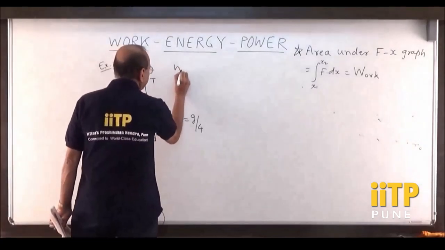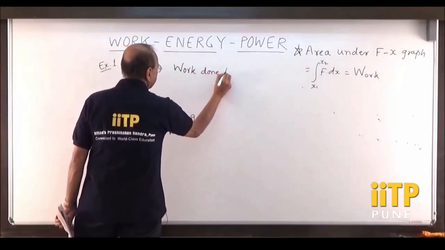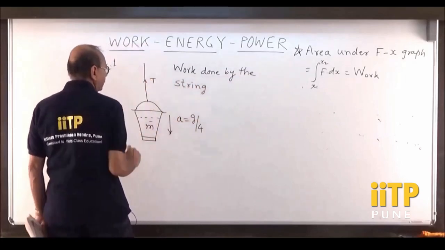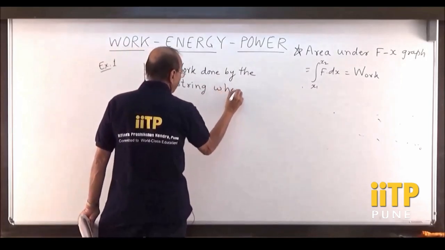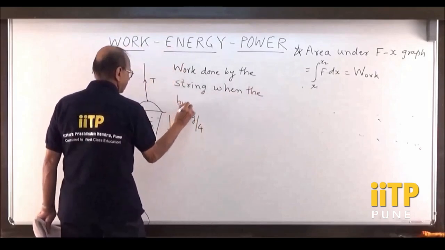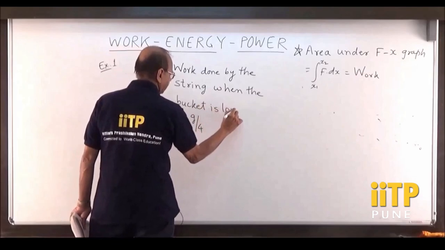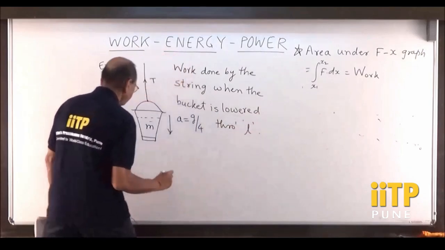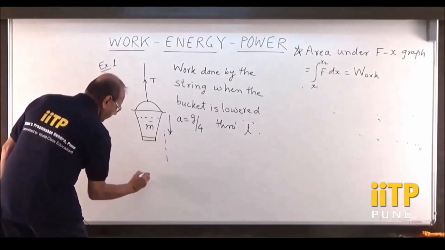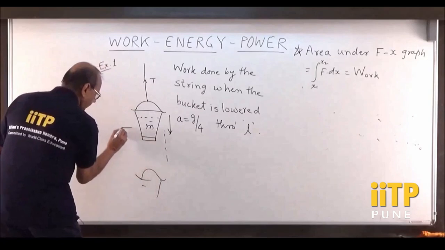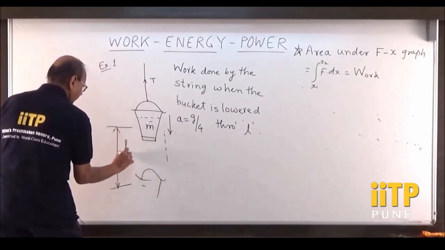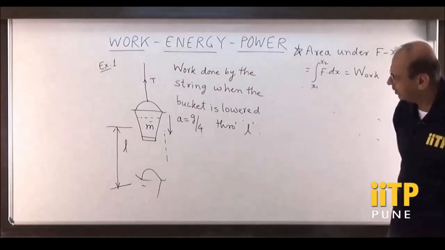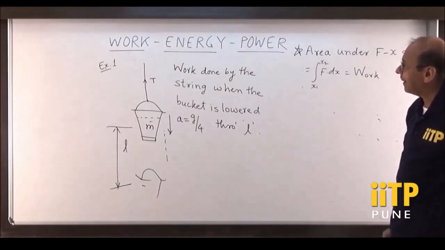The question is this: find the work done by the string, this string which is holding the bucket, when the bucket is lowered through a distance L. So we'll say that the bucket is lowered and then it comes here, let's say somewhere, and this distance is L. So we want to find out the work done by the string when the bucket is lowered through a distance L.